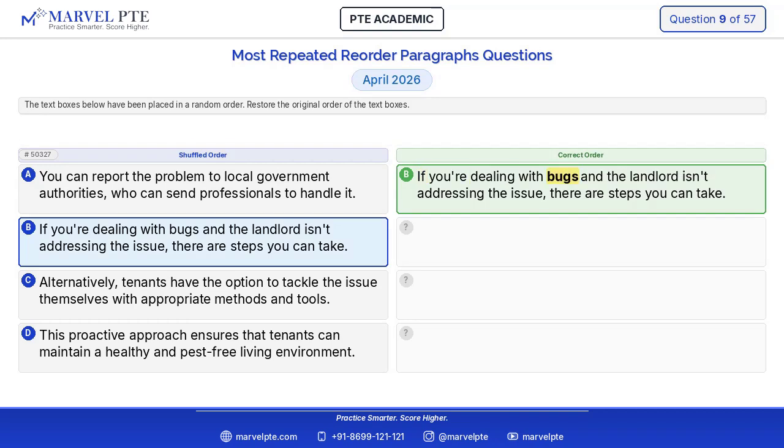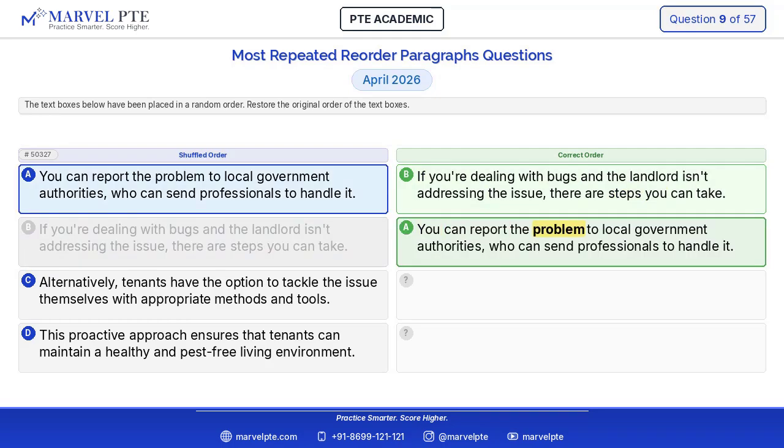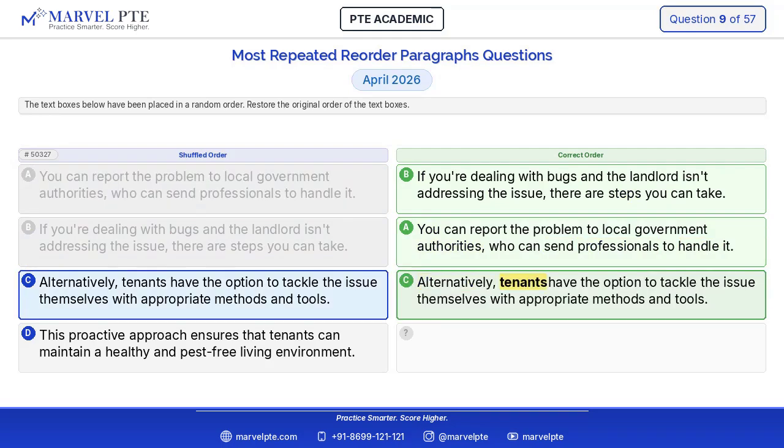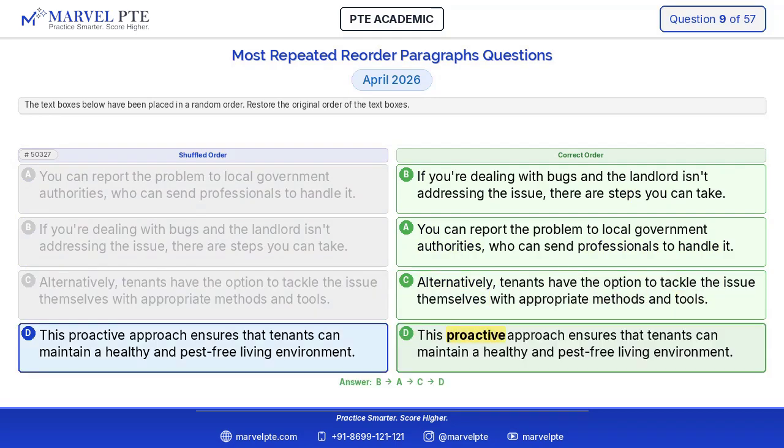If you're dealing with bugs and the landlord isn't addressing the issue, there are steps you can take. You can report the problem to local government authorities, who can send professionals to handle it. Alternatively, tenants have the option to tackle the issue themselves with appropriate methods and tools. This proactive approach ensures that tenants can maintain a healthy and pest-free living environment.